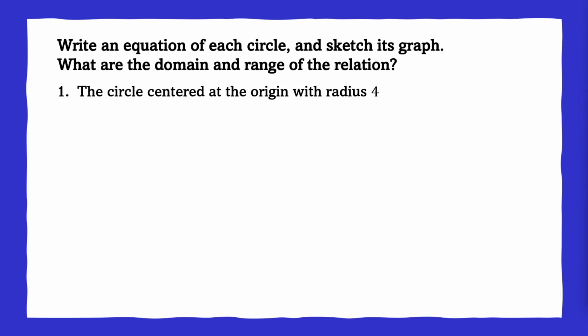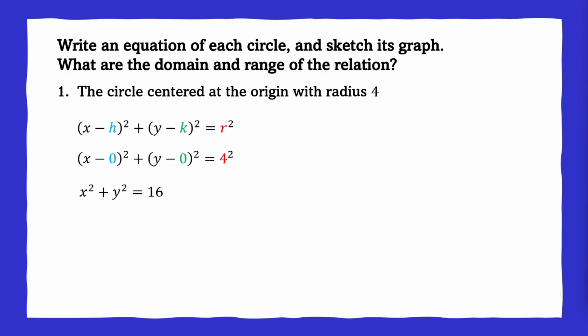Write an equation of each circle and sketch its graph. What are the domain and range of the relation? To write the equation of a circle, we start with the standard form. The circle is centered at the origin, which is the point (0, 0), and it has a radius of 4. Plugging these values into the equation, we get (x minus 0) squared plus (y minus 0) squared equals 4 squared, which simplifies to x squared plus y squared is equal to 16.